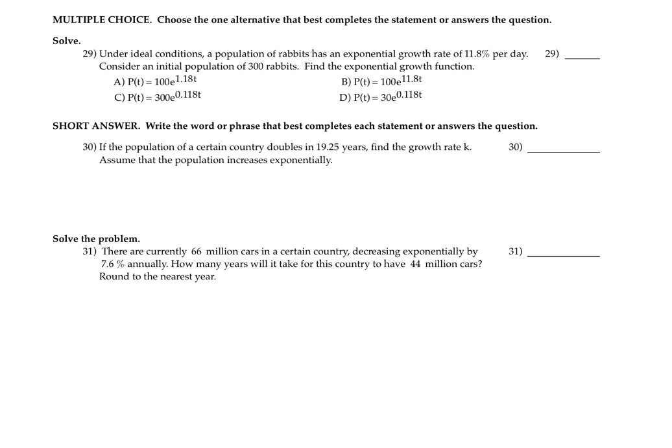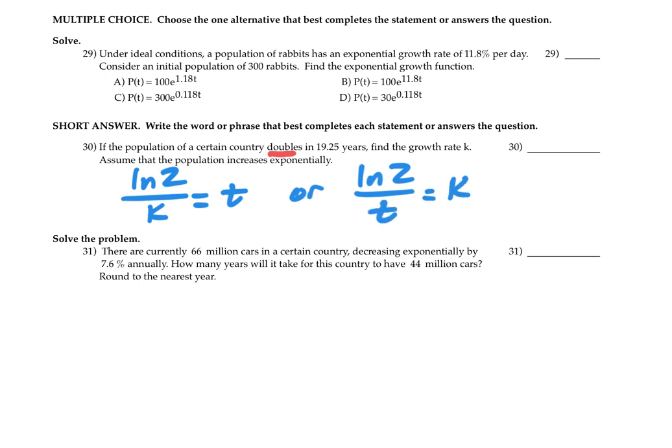The formula that you need to know whenever you see the word doubles, because it's doubling, we're going to do the ln of 2. If it was tripling, we would do the ln of 3, but doubling is the one we saw most often. Okay? If I know the number of years or the time, then I would use this formula. So I'm going to take the ln of 2 and divide it by 19.25, and it's going to give me my k. If I knew the k value, I would plug that in here and solve for t.